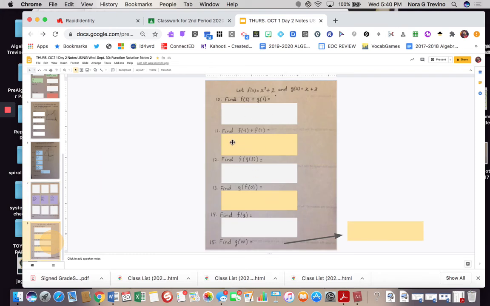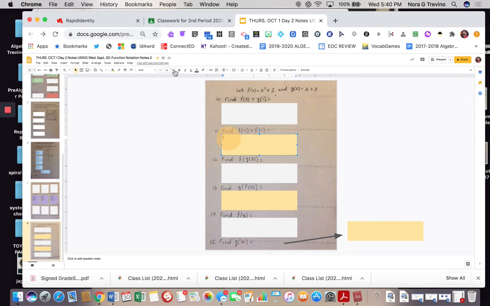f of negative 1 plus f of 1. Remember this kind? We had to solve them separately, like two different problems, and then we had to add the answers. Okay, so let's start with f of negative 1. f is telling me to take this function, x squared plus 2.